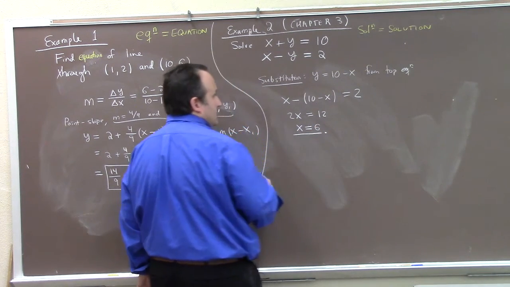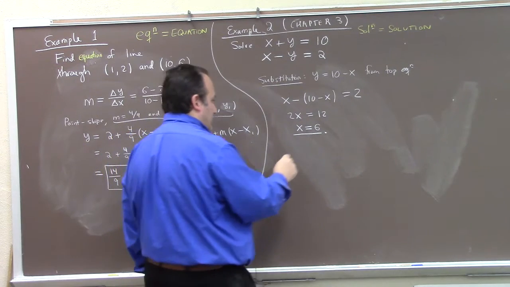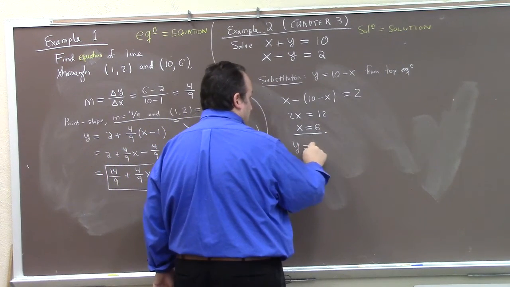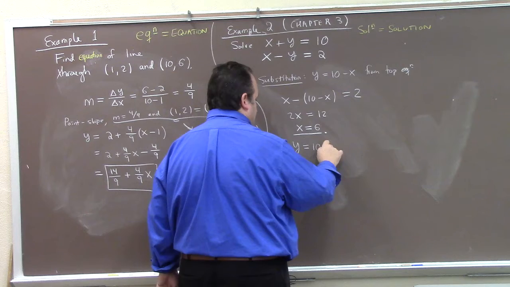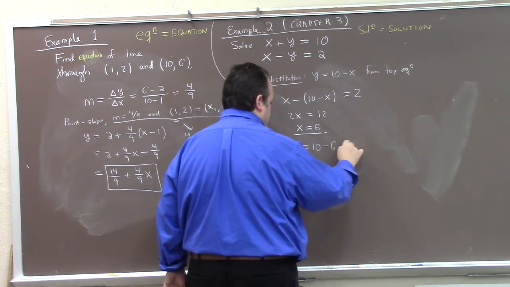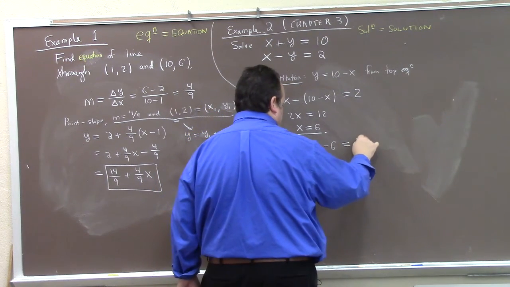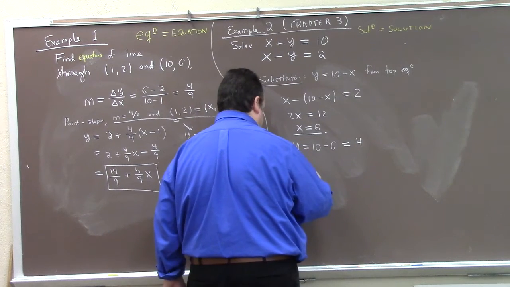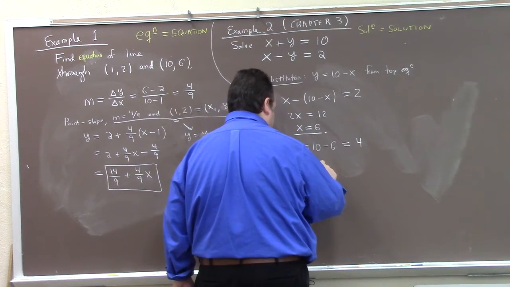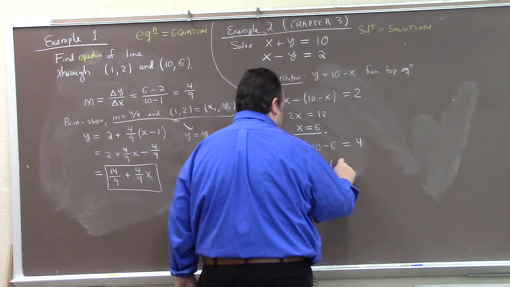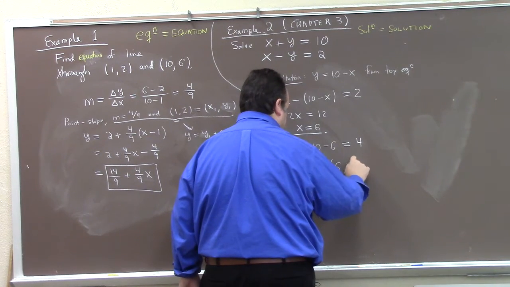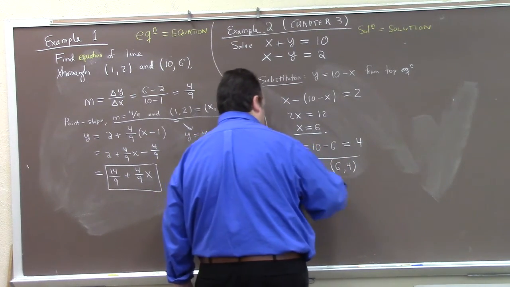And what's y equal to? Well, y is 10 minus x, which is 10 minus 6 here, so y is equal to 4, right? So the solution is 6, 4. That's the answer here.